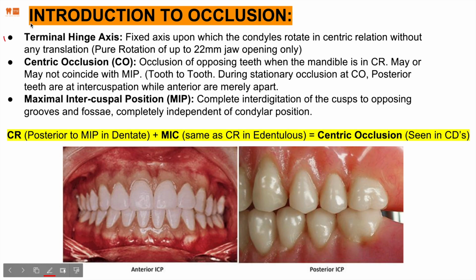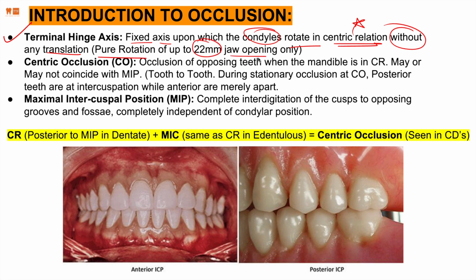Okay, moving on to more terminologies. Terminal hinge axis. We just talked about it. It's a fixed axis upon which the condyles will rotate in centric relation without any translation movements. It's pure rotation. Up to 22 millimeters of jaw opening can be filled with rotation movements.